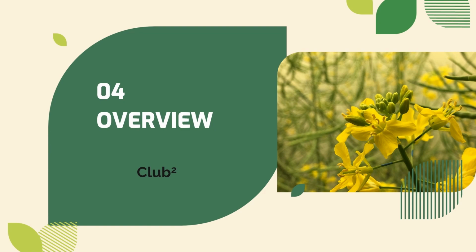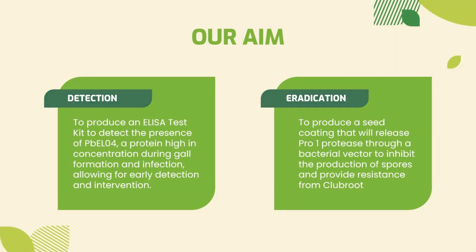Here is an overview of the whole Club Squared project. Our aim is to produce a detection method through the ELISA test kit to find the presence of PBEL04. Once this early detection is achieved, the disease can be treated through targeting the specified protein. Both our steps would help farmers greatly, in turn improving the economy.